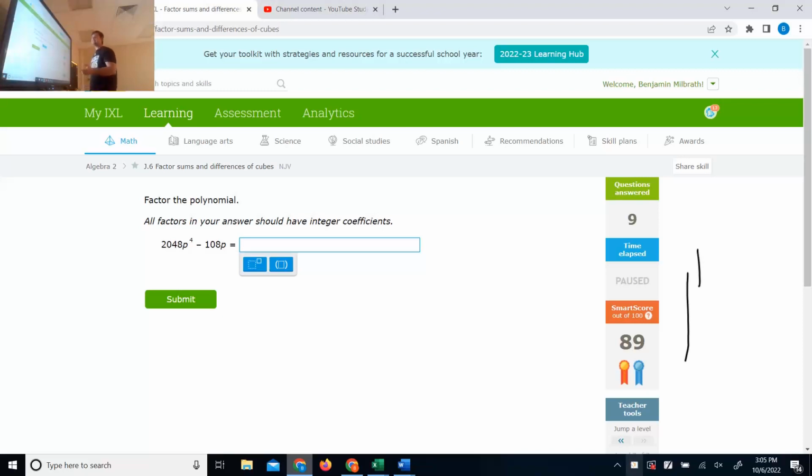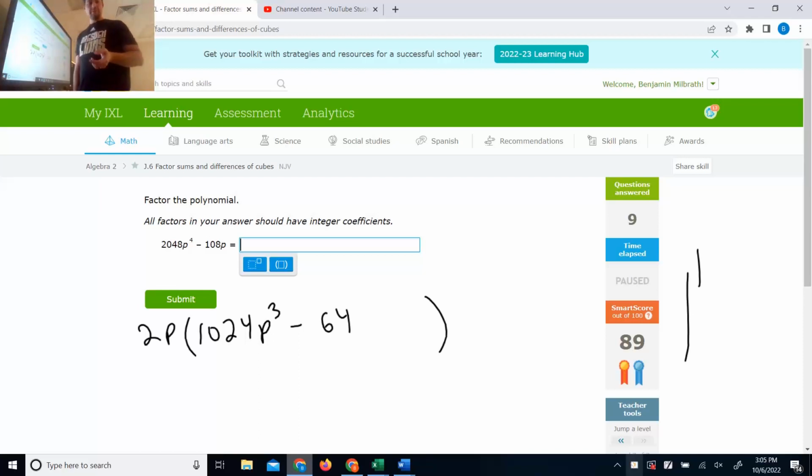So here's what I'm thinking. I'm thinking pull a 2 and a P. And I might have to go back and pull some more. If I pull a 2 from 2048, I'm at 1024 p cubed minus 64. Now, there's something special about 1024. Can't think off the top of my head what it is. But give me a second and I will. Now, apparently I'm wrong. There's nothing special about 1024.